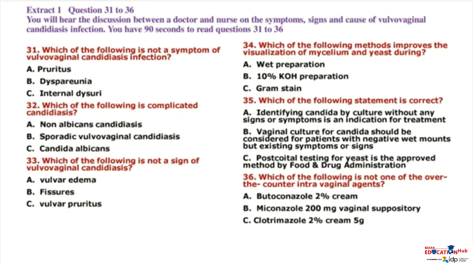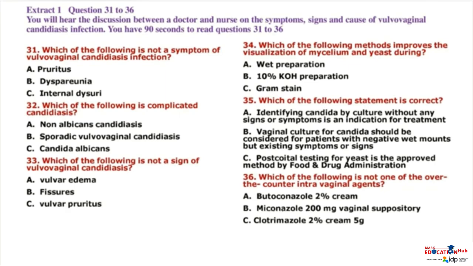5 grams intravaginally daily for 3 days, or miconazole, 100 milligram vaginal suppository, 1 suppository daily for 7 days, or miconazole, 200 milligram vaginal suppository, 1 suppository for 3 days, or miconazole 1200 milligram vaginal suppository, 1 suppository for 1 day.